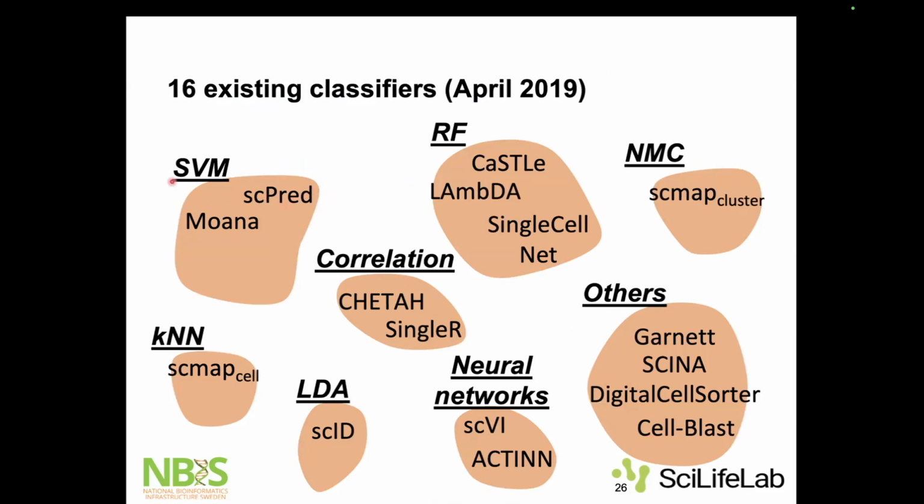For example, scPredict is SVM, SingleR is correlation-based, and scVI is a neural network. I mean, these are old. Now we have scANVI as well. scVI is a variational autoencoder, and we have the new version, scANVI, that is more specific for cell annotation. It is also an autoencoder, but uses another neural network inside it to annotate the cells.